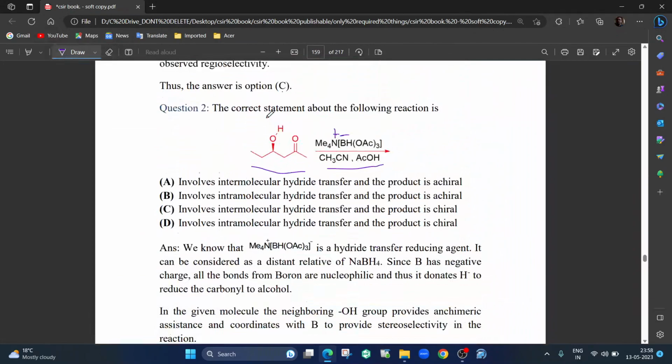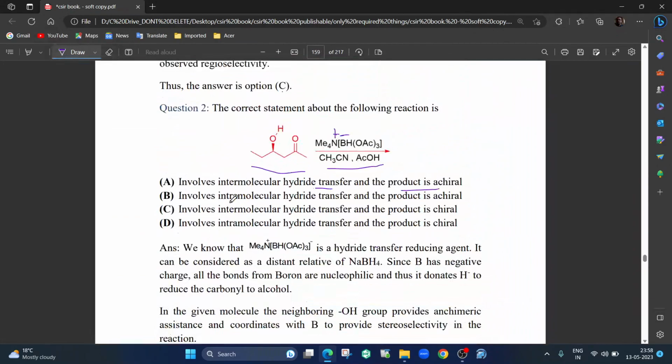So the question says the correct statement about the following reaction is: it involves intermolecular hydride transfer and the product is achiral, or it involves intramolecular hydride transfer and the product is achiral, or it involves intermolecular hydride transfer and the product is chiral, or it involves intramolecular hydride transfer and the product is chiral.